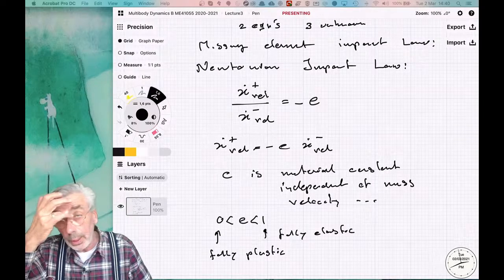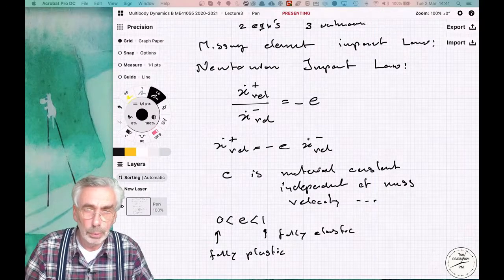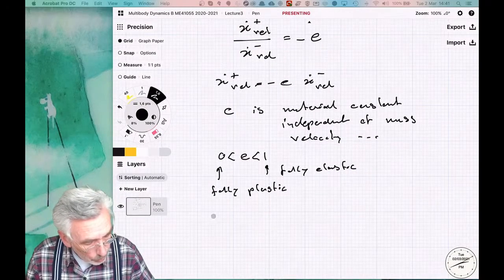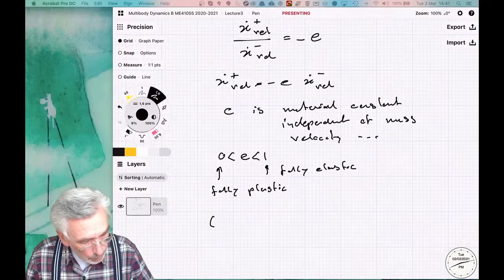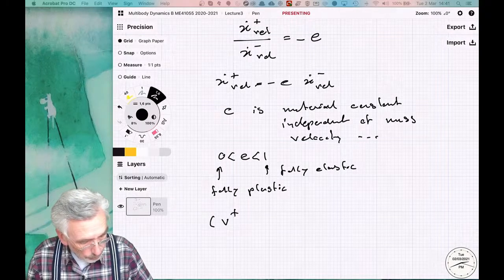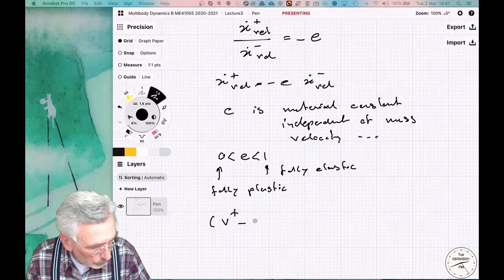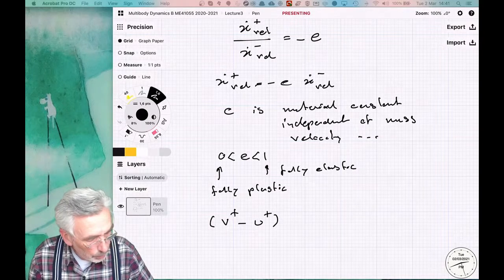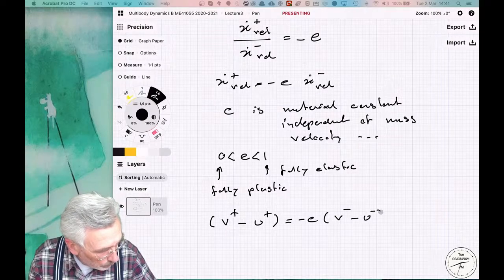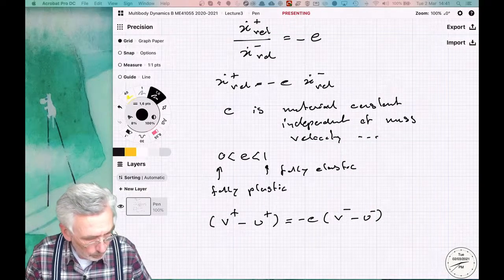And in the case of the fully elastic collision, there's energy balance, because now energy will be lost, and those relative velocities are the same. In our case, if we apply that, what is the relative velocity before impact and after impact? We do V minus U. You could also define it the other way around, but V minus U plus, so that is after impact, is minus E times V minus U minus. And of course you can also do U minus V, but it doesn't matter.